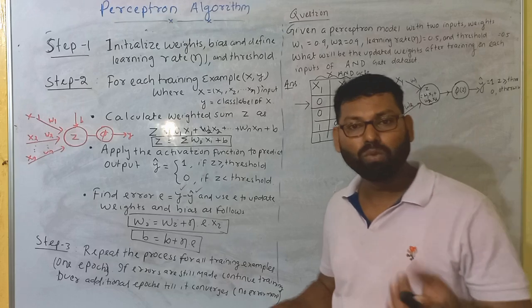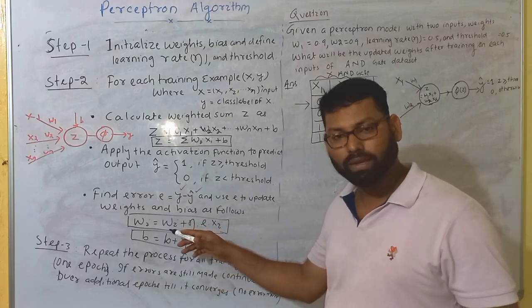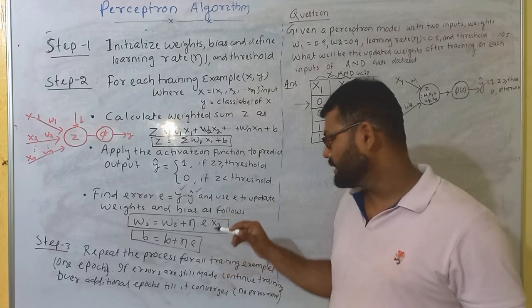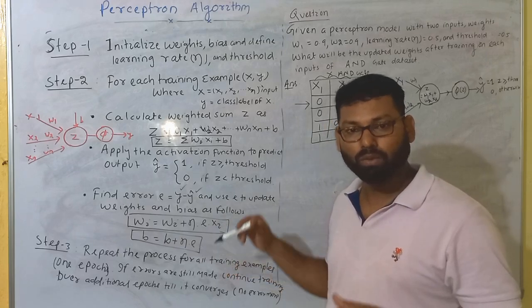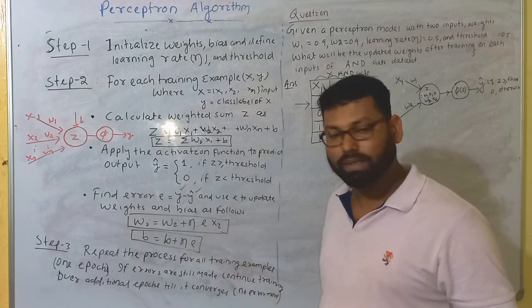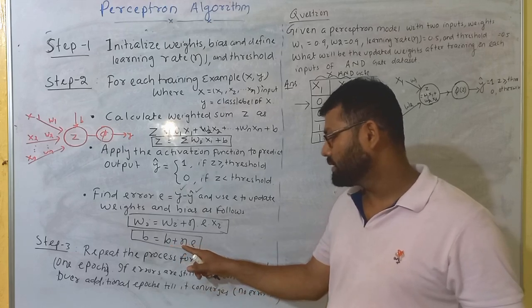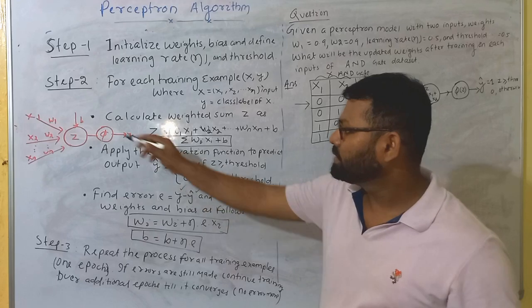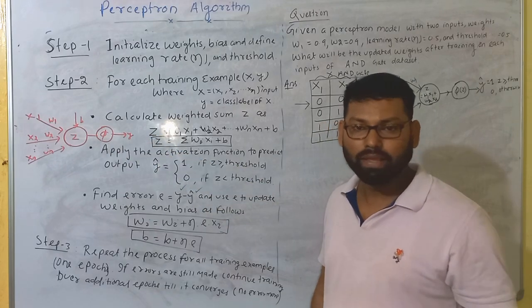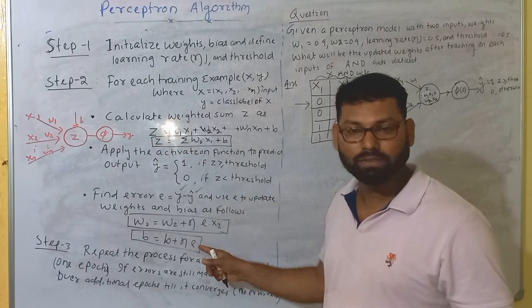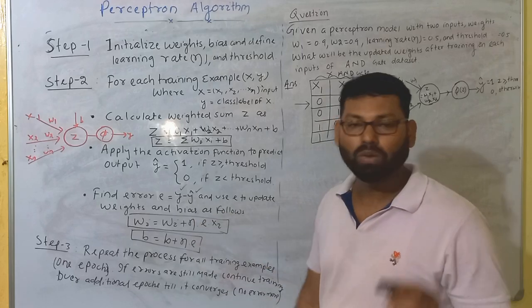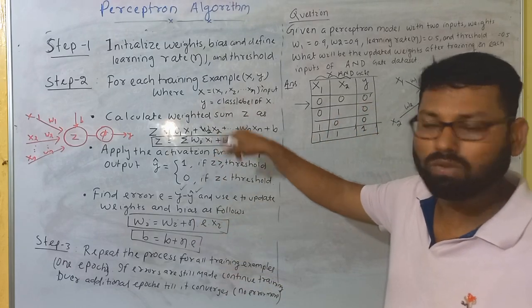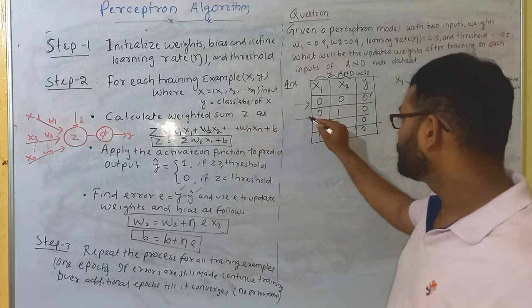The weight update formula is: new weight equals old weight plus eta, the learning rate, times error times your input. And for the bias, b equals b plus learning rate times e. Here we have not written xi because for the bias, x is always 1, so that part is missing. So we have to update the weights. This is a loop, and it is going to be done for all the training samples.